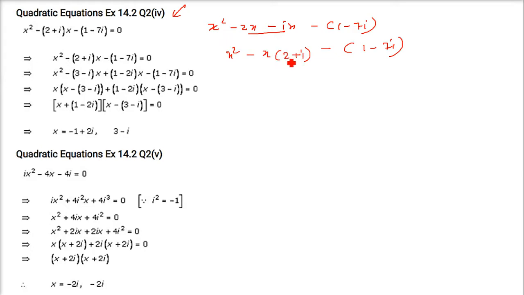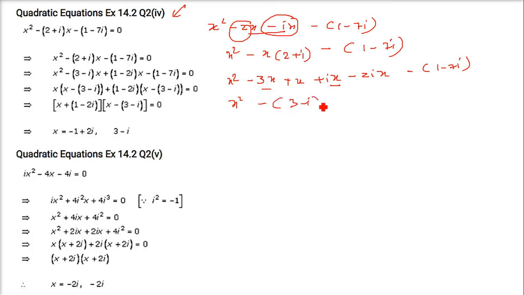Okay, when you get this one, I'm just changing this so that I can have some term. So I'm writing this as x square minus 3x. If I write minus 3x, I have to write a plus x here because I want this one. Then we have plus ix. If I'm writing plus ix, in order to get this, I have to write minus 2ix, right? Minus 1 minus 7i. Now this term and this term, 3x and ix, I'm combining together. So x square minus 3 minus ix.